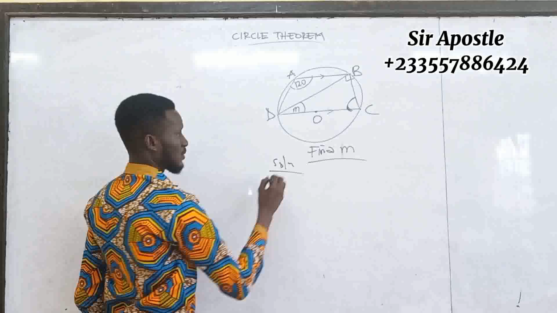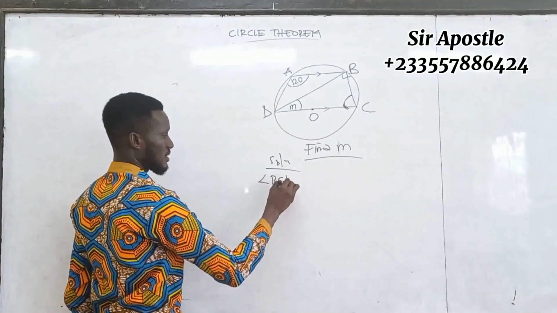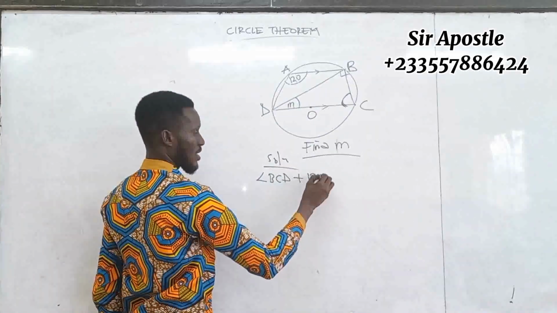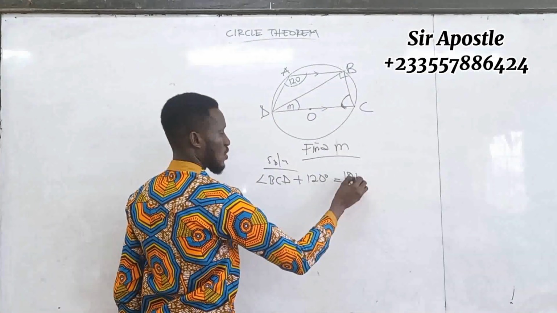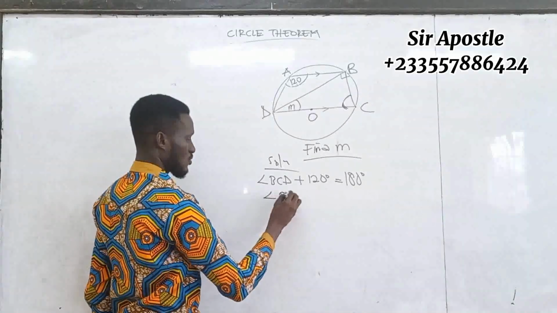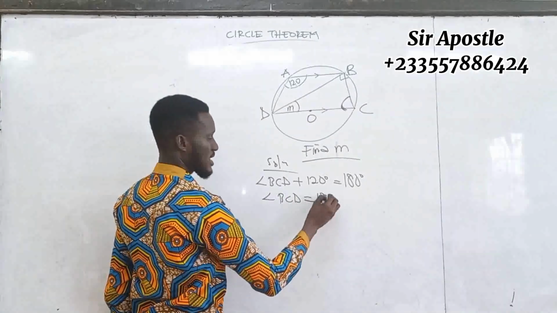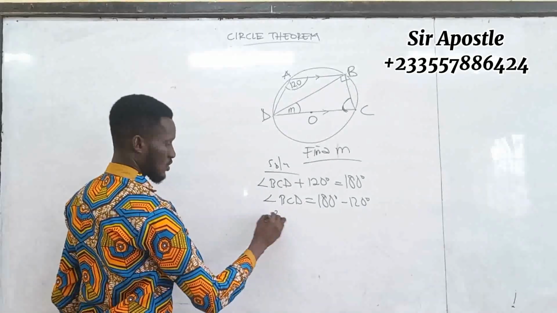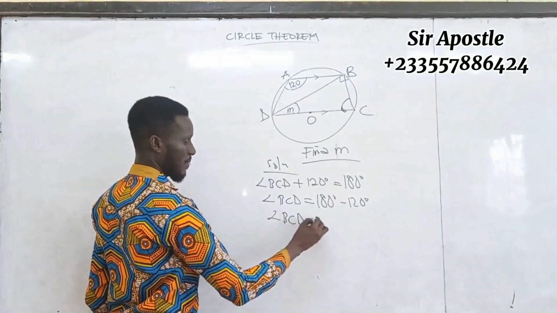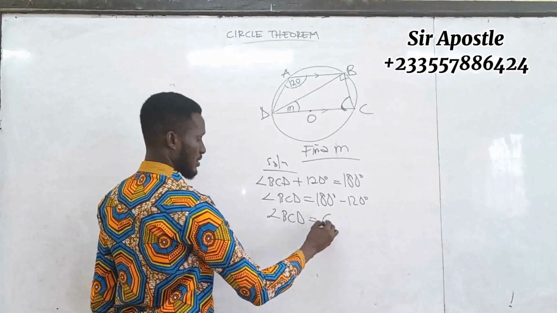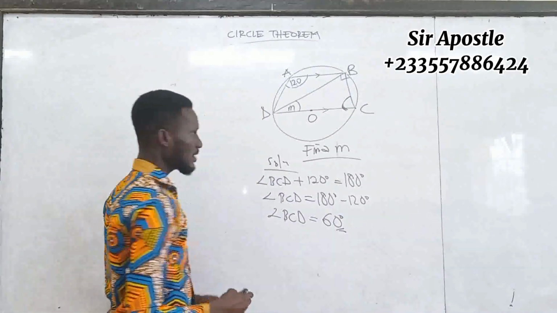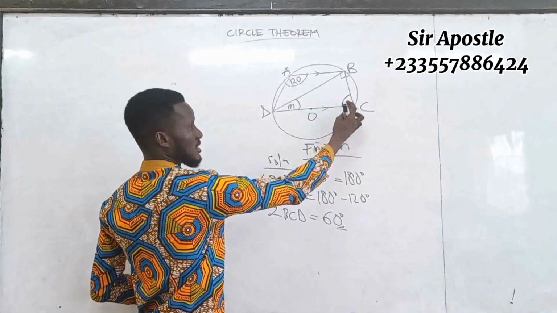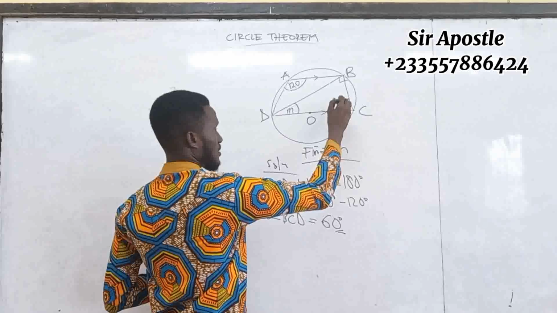So I have this angle, which is angle BCD here, plus this one. Let me write it straight. 120 is supposed to give us 180 degrees. So BCD will give us 180 degrees minus 120. So BCD gives us what? 60 degrees. Now after we've gotten our BCD to be 60 degrees, here is 60 degrees. 60.